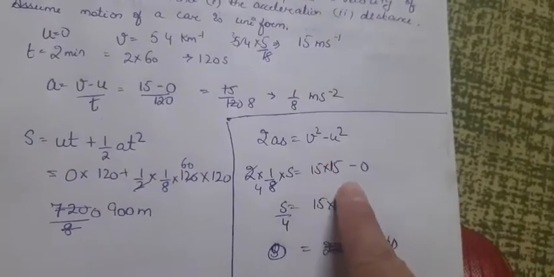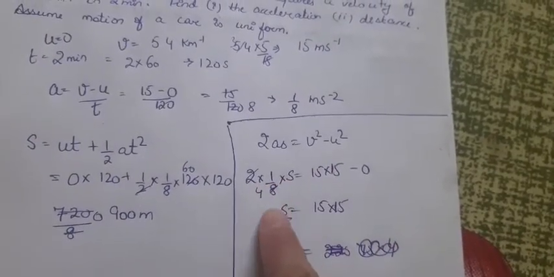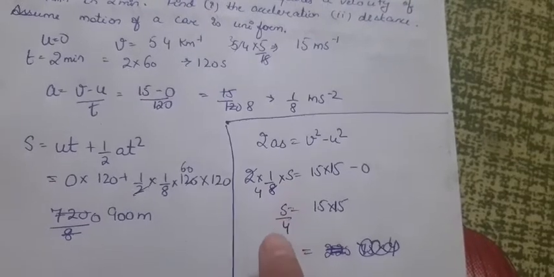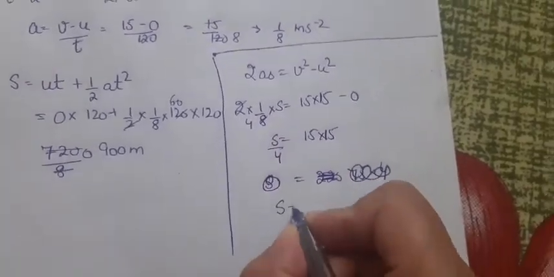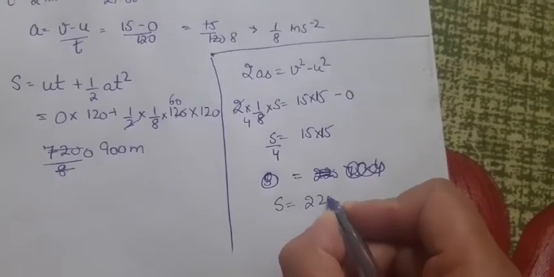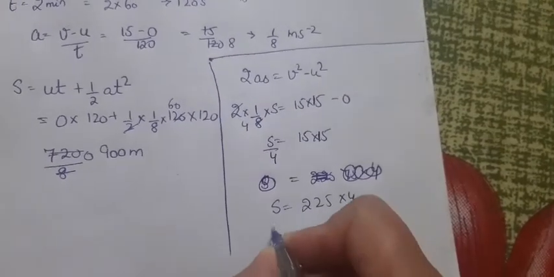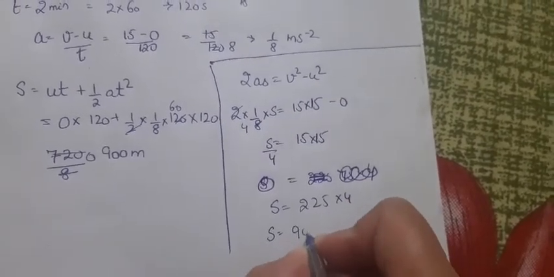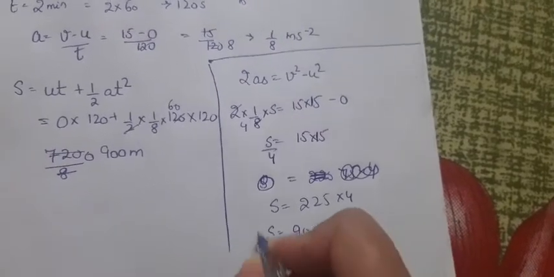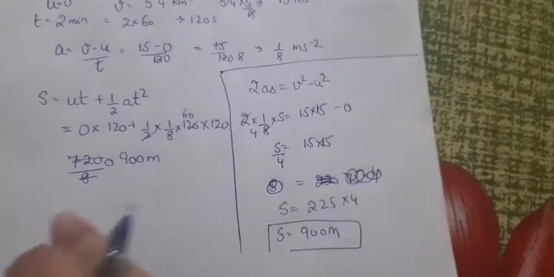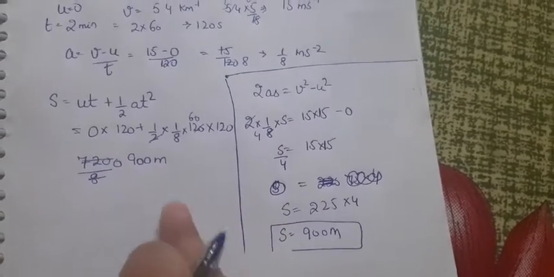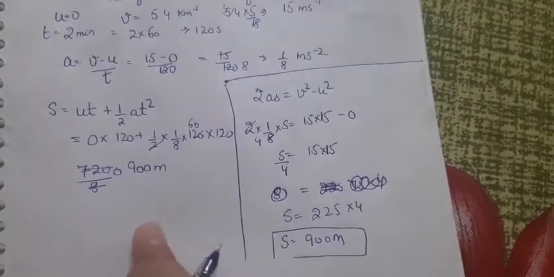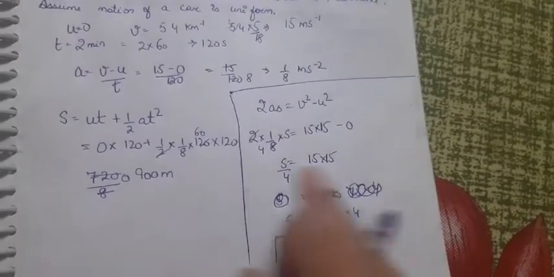V square 15 into 15, 2s, 2 into 1 by 8, so it would become 1 by 4. S by 4 is equal to 15 into 15. So S is equal to 15, 15 is 225, 225 into 4, 900 meter. So by using both the formulas, we have the solution would be same. So whether we will use this formula or this formula, your answer would be same.